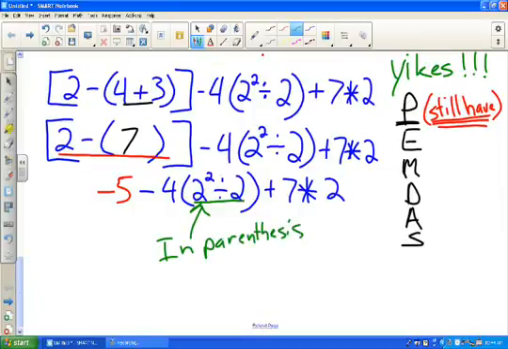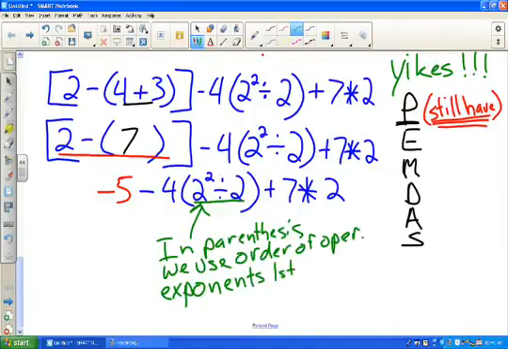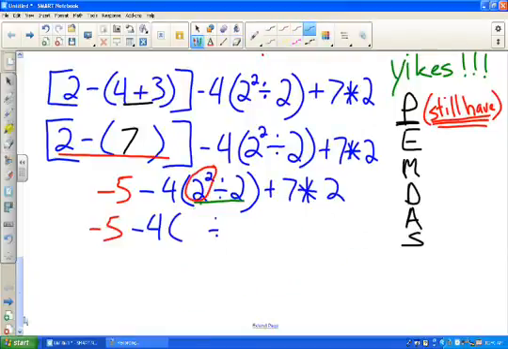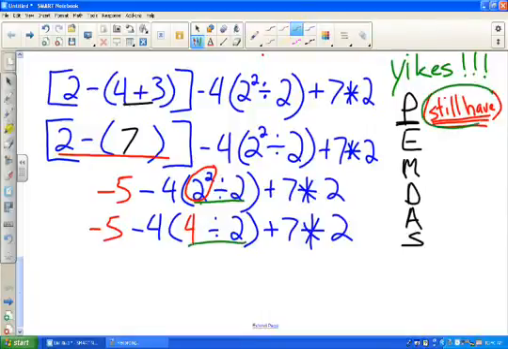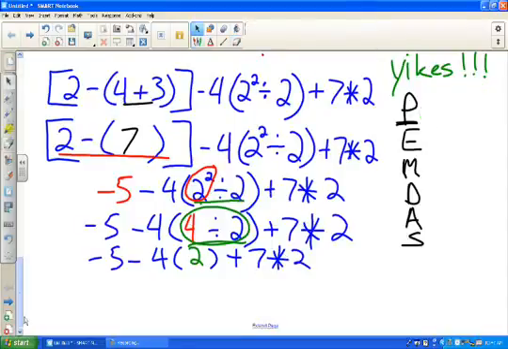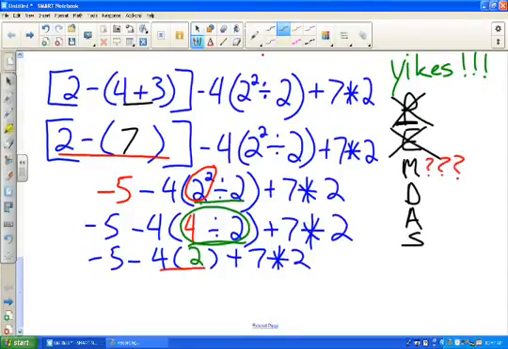-5. Next, inside the parentheses, we have an order of operations. Exponents are done first before dividing by 2. So then we're going to rewrite that as 4 divided by 2, because 2 squared equals 4. Next, we're going to take 4 and divide it by 2, still using the order of operations, and now we've gotten rid of all the parentheses and exponents.